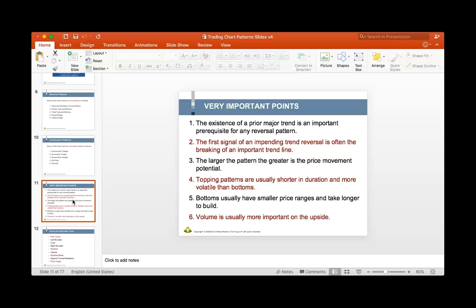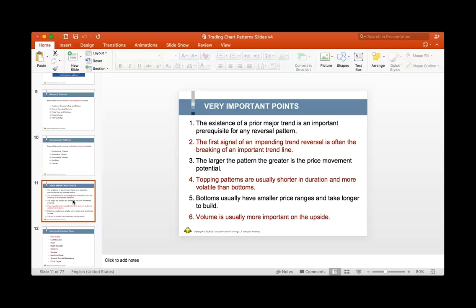What do you mean by the trend reversal? The first thing that happens is always a breaking of the uptrend line or breaking of the downtrend line. So you need to understand that first. When you have a break of the uptrend line or downtrend line, it may tell you that there is a possible reversal pattern.